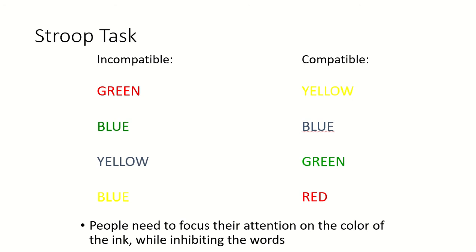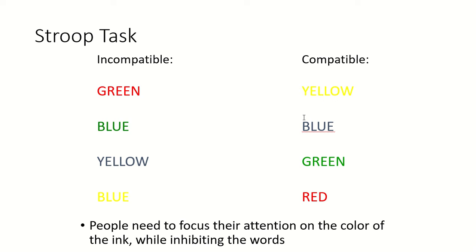So again, the task here is to either have to read the word, which is the easy condition, or to say the color of the ink. And again, green printed in red would be an incompatible trial because you're inclined to say green, but the answer is actually red, answer is actually green, answer is actually blue, and so forth. And the compatible cases are much easier because there you just read yellow, the color is yellow, so everything screams yellow.